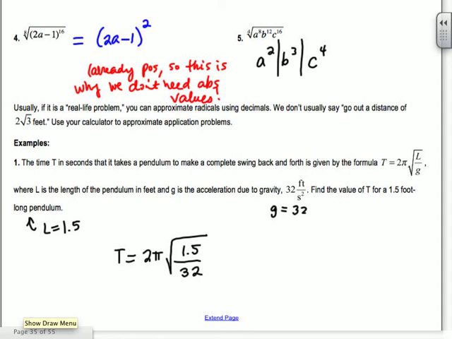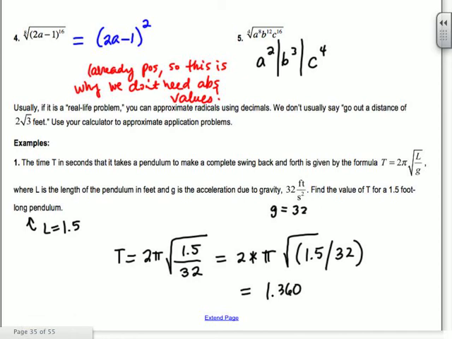Okay, so try to put this into your calculator. I would do 2 times pi. There is a pi button. You don't have to do the times. If it's just 2 pi, it will do that automatically. And then you hit the square root button, and it gives you a parenthesis. So do 1.5 divided by 32 parenthesis. Okay, what do you get? So 1.360. And what do you think time is in? What's its units? Read through the problem, find it. Seconds, right? So that's your answer.